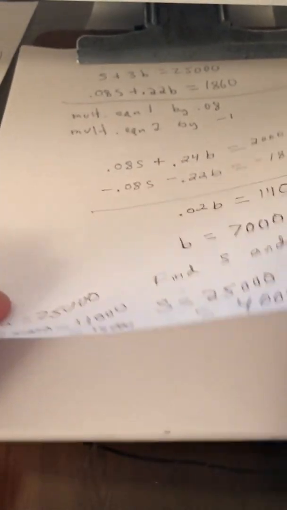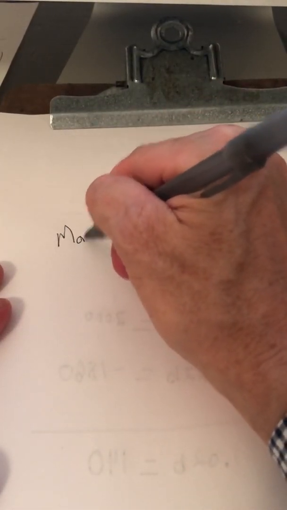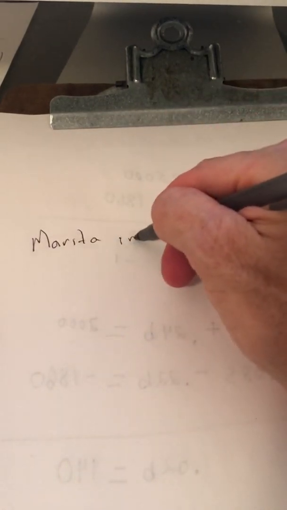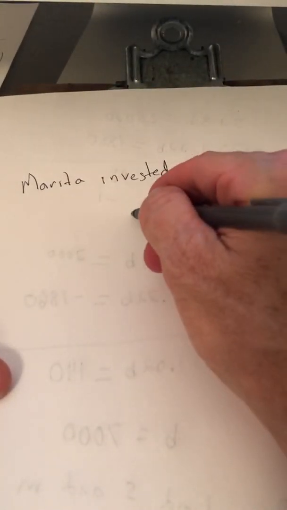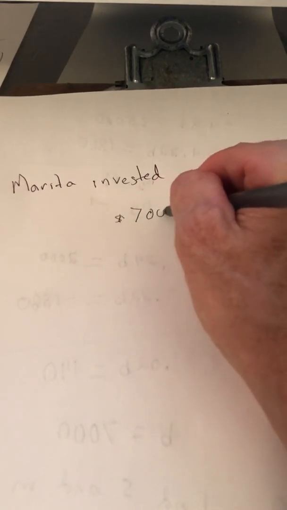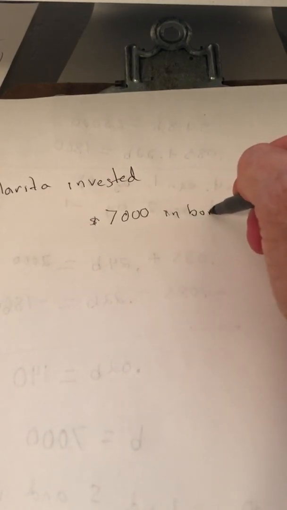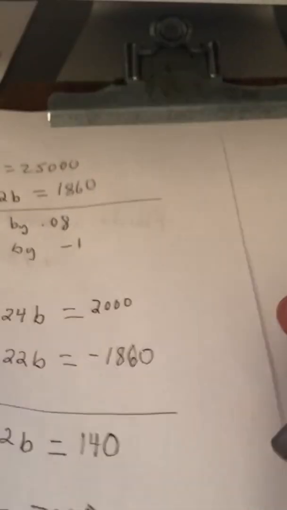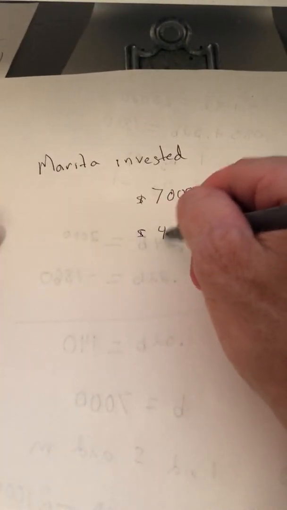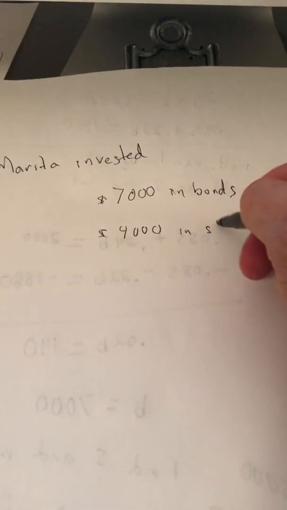So to answer the question, remember it was a word problem. We'll say that Marita invested $7,000 in bonds, $4,000 in stocks, and finally, $14,000 in the mutual fund.